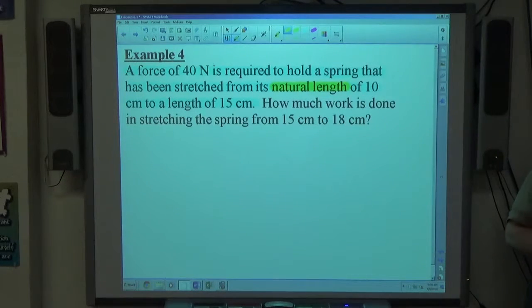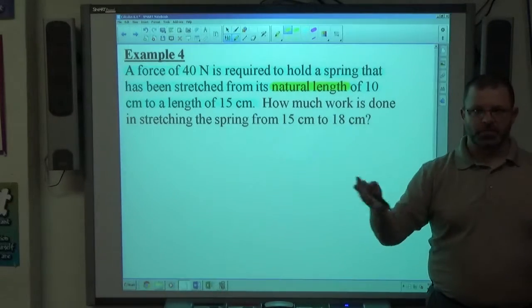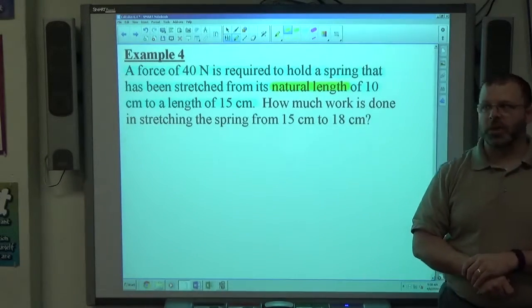And that's important, so knowing what the natural length is matters. Every spring has a natural length. You just set the spring down, it's not being pulled whatsoever, you measure it. That's the natural length of the spring. And then if you stretch it, now it's longer than its natural length.